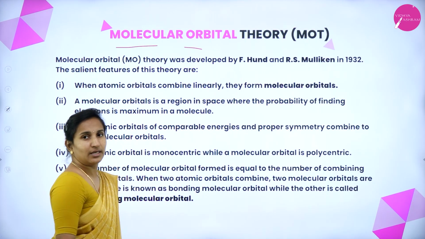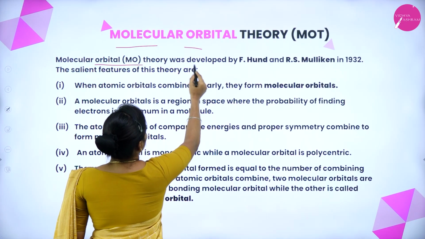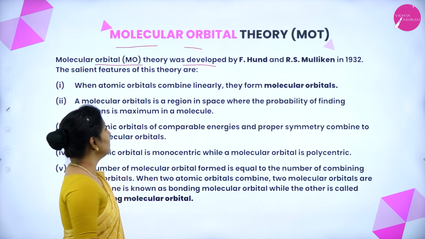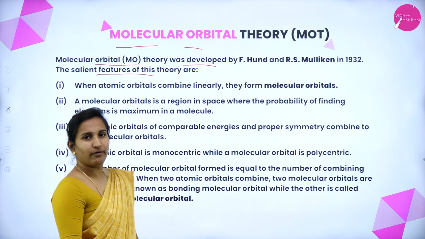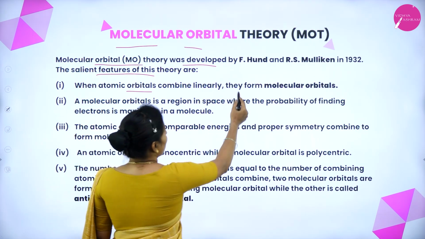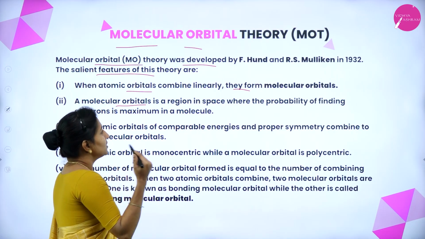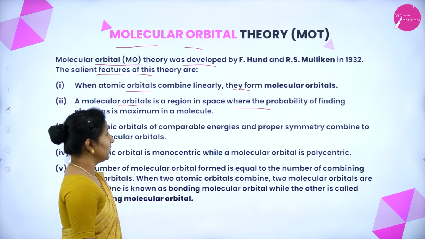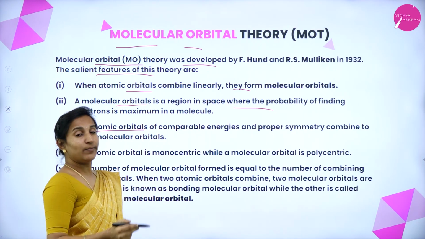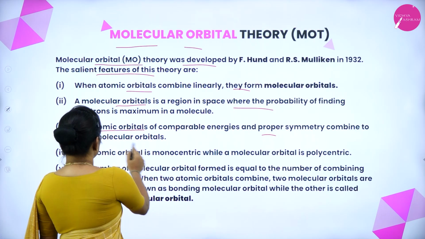Molecular orbital theory, that is MOT. MOT was developed by F. Hund and R.S. Mulliken in 1932. The salient features of this theory: when atomic orbitals combine linearly, they form molecular orbitals. A molecular orbital is a region of space where the probability of finding an electron is maximum in a molecule. The atomic orbitals must have comparable energy and proper symmetry to combine to form molecular orbitals.